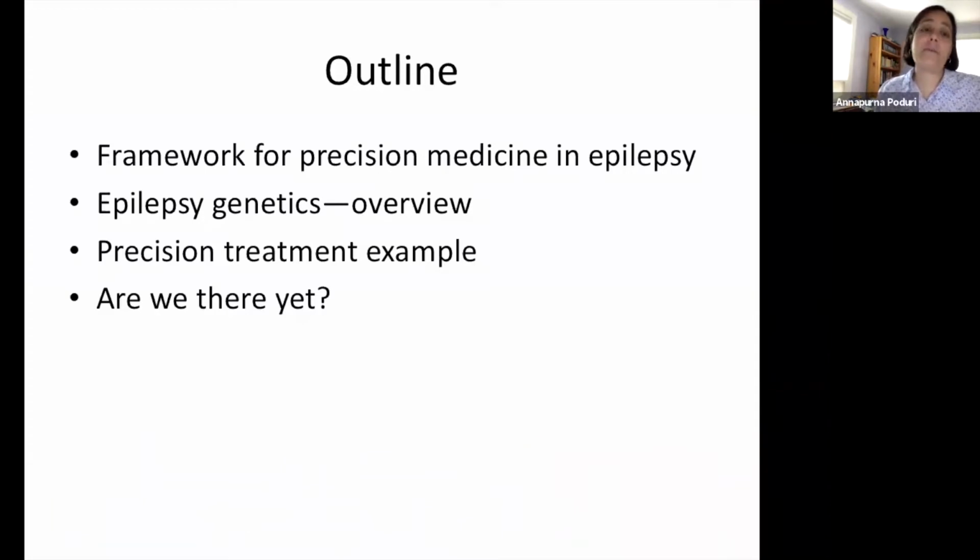So I'm going to go over a general framework for precision medicine and epilepsy because I think that's where these genetics case studies really are key and really important as we're looking forward to where our field is going. I'll go over an epilepsy genetics overview. I'll talk about a precision treatment example. And then there's so much buzz about precision medicine and precision treatment and so on. And so I've somewhat facetiously posed the question of, are we there yet? We always have more to do, but I think we are actually getting there towards precision medicine, and the genetic basis and case-by-case analysis of our patients is how we're going to get there.